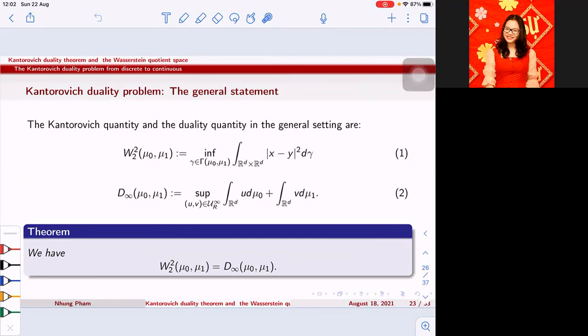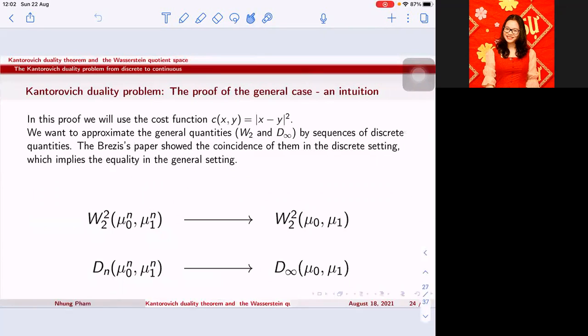To extend to the continuous, like the general case, we will write the integral instead of the sum. So we want to show that with arbitrary probability measures mu0 and mu1, W2 square of mu0, mu1 is equal to the general duality formulation of mu0, mu1. So this is an intuition of my proof, so that we want to approximate the general quantities W2 and D infinity by sequences of discrete quantities.